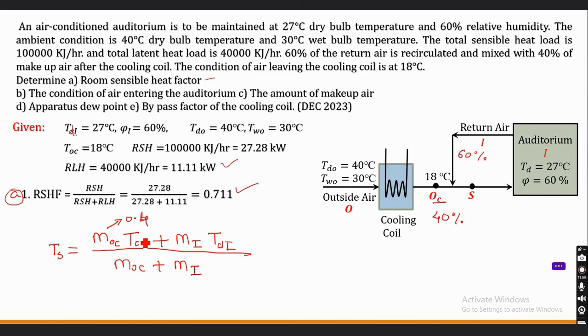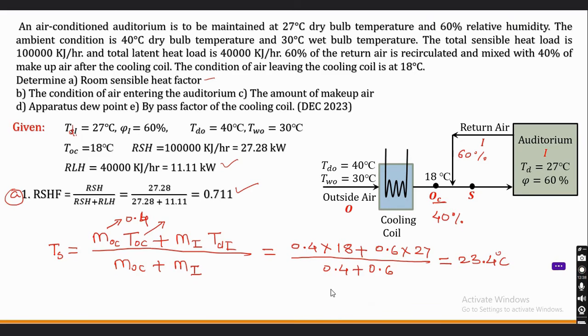And the temperature of OC is given as 18 degrees Celsius. I will write here, so 0.4 multiplied by 18 degrees Celsius plus MI, that is the mass of recirculated air. So I can write this as 0.6 multiplied by its temperature, that is the room temperature, so it's 27 degrees Celsius, divided by 0.4 plus 0.6. So if I solve this, I get the supply condition as 23.4 degrees Celsius. So this way I can get the supply condition temperature, okay?